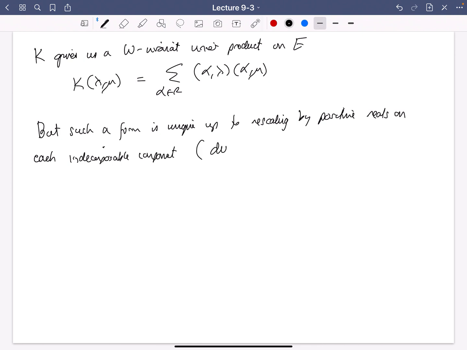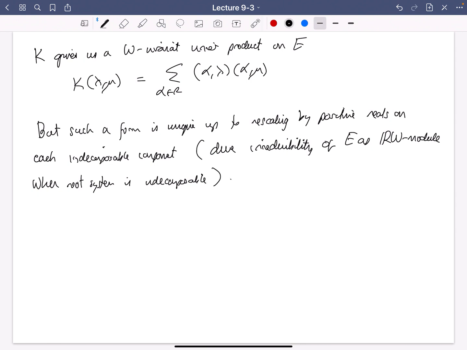That's due to the irreducibility of E as an R W module when the root system is indecomposable. Okay, so maybe I'm going a little bit too quickly through the argument at the end there, but that's Serre's theorem.